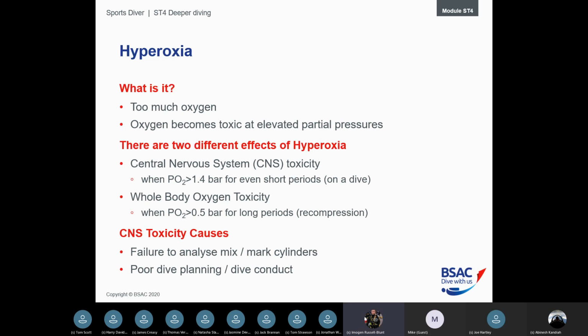And also poor dive planning or dive conduct, so not sticking to your dive plan. If you're going beyond that 1.4 partial pressure, that's really going to scupper things up for you guys.